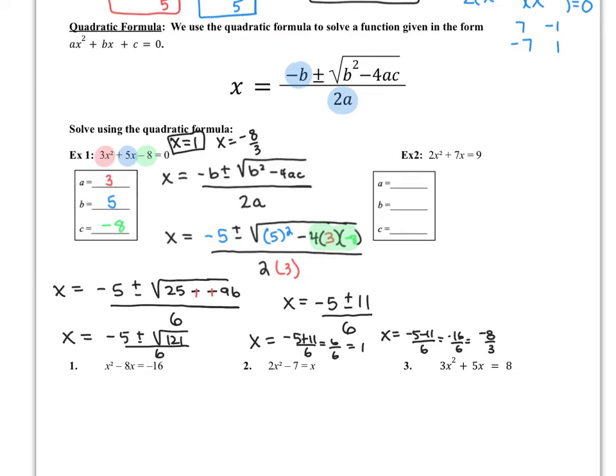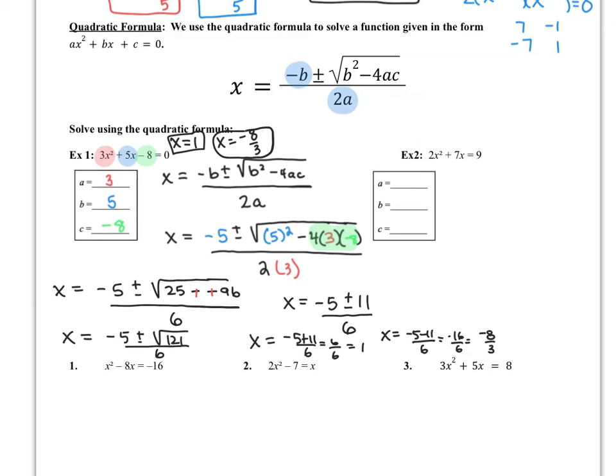You could change that to a mixed number, but there's really no need to. You could also make that a decimal. Decimals are commonly accepted answers when it comes to quadratic equation roots. However, I find that if it's a simplified fraction, I think that's always the best way to go. So let's look at example 2.